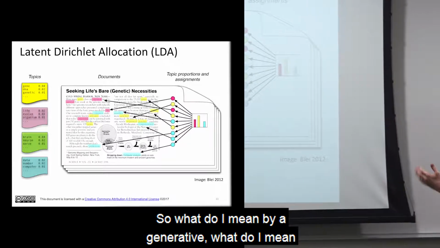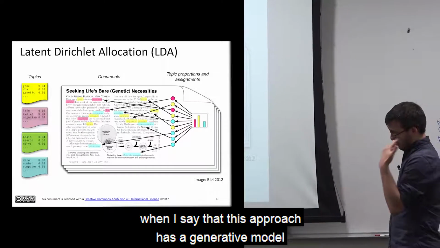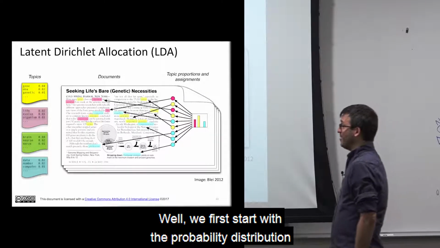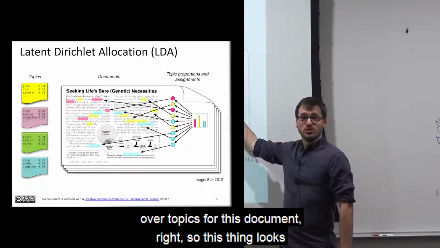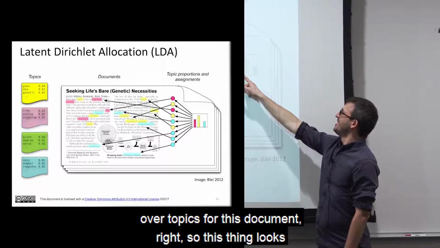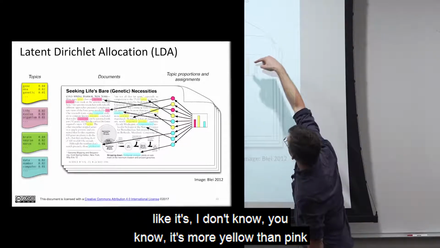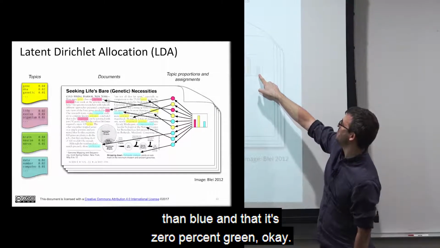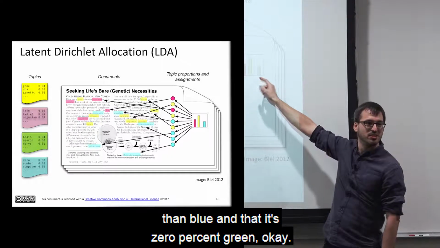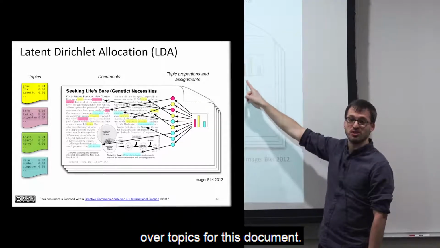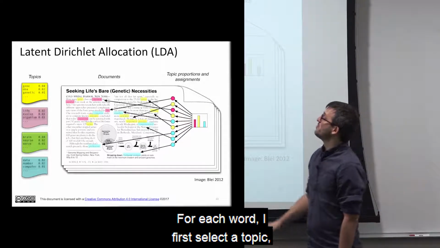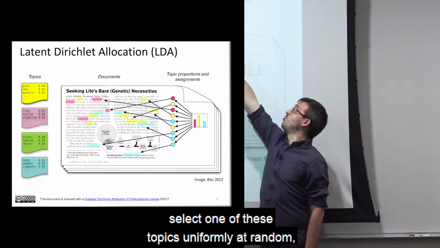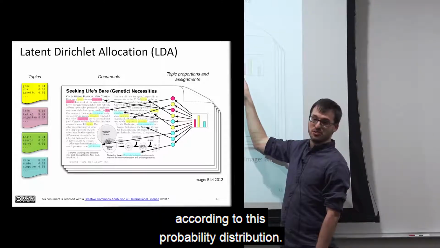So what do I mean when I say that this approach is a generative model of text documents? Well, we first start with a probability distribution over topics for this document. This one looks like it's more yellow than pink than blue, and it's 0% green. So this is the probability distribution over topics for this document. For each word, I first select one of these topics at random according to this probability distribution.